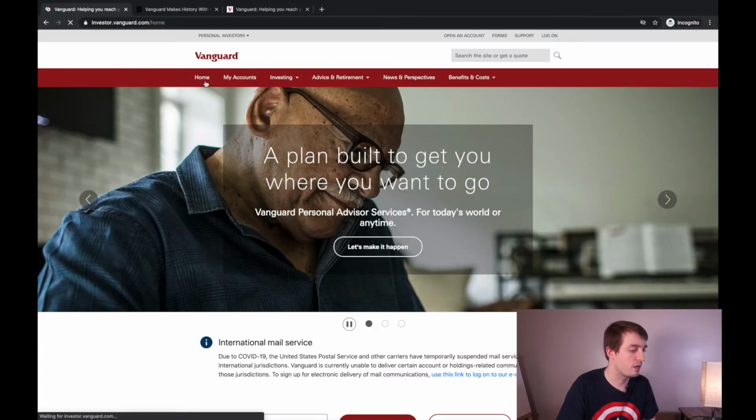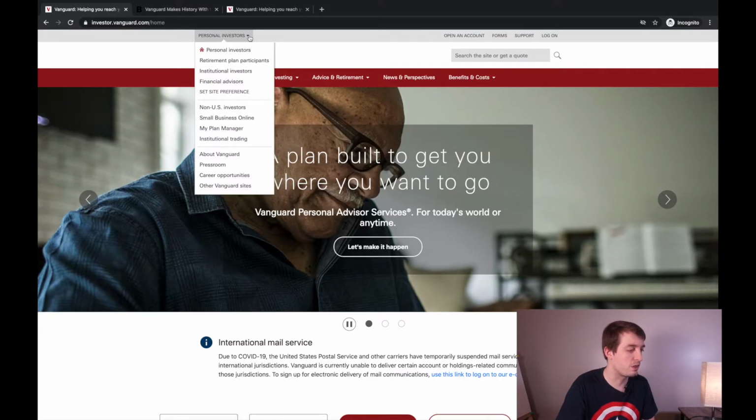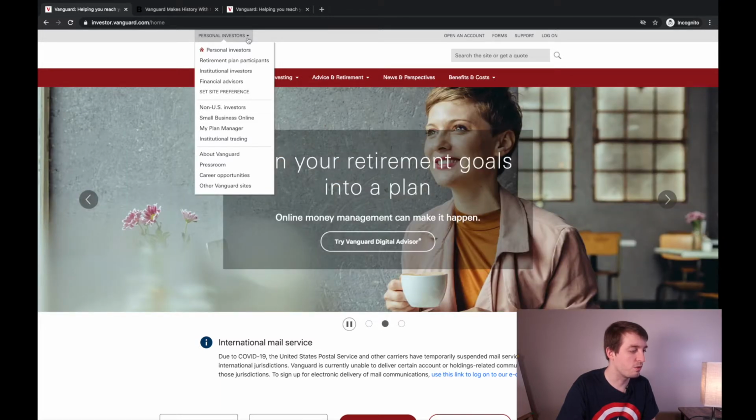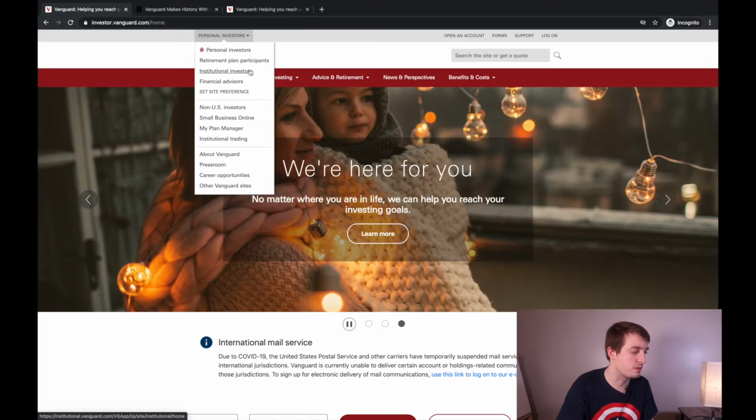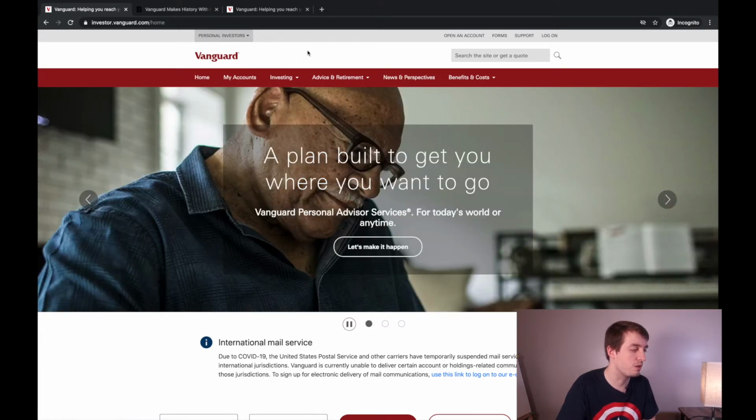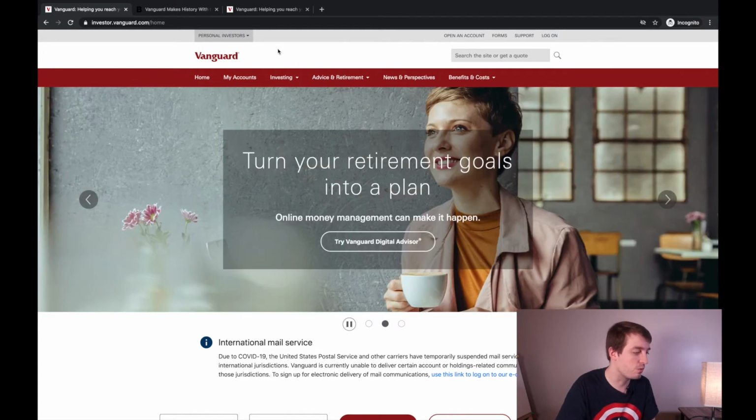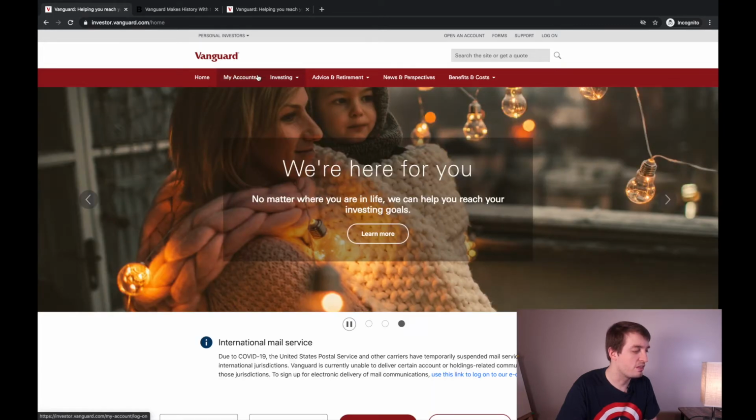Okay, so we're just going to jump on the computer over here and walk through some of the things, if you're really getting started with Vanguard. If you jump here and go to the home screen, we're on the personal investor account that we've selected previously. If you're looking for other things they have, you can see they have retirement plan participants and other things there. But for most people looking to invest a little bit of money in Vanguard, the personal investor site is where you're going to start and where you're going to continue for a while for sure. So here they have their home screen.